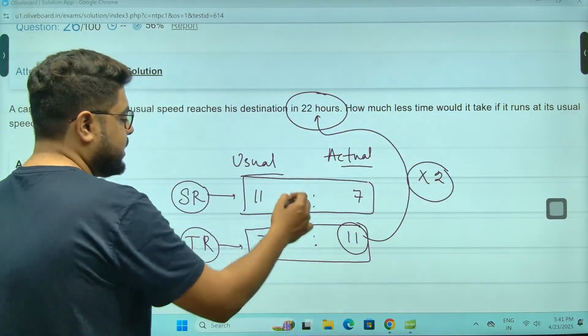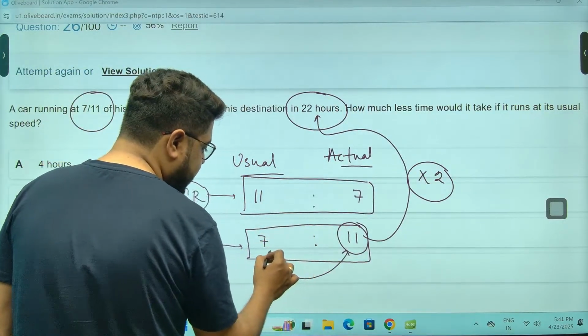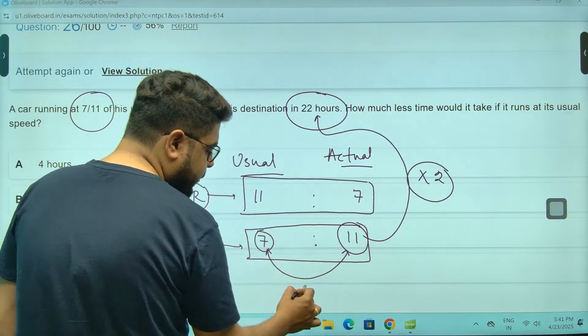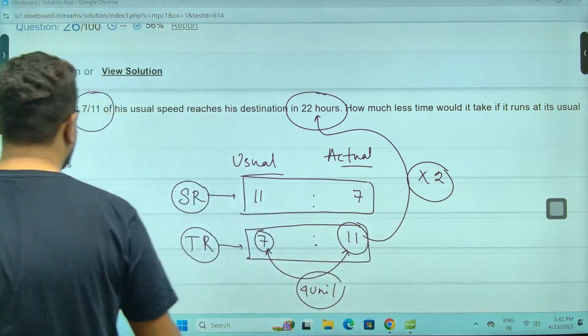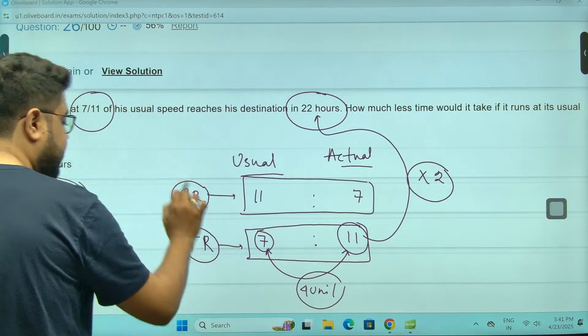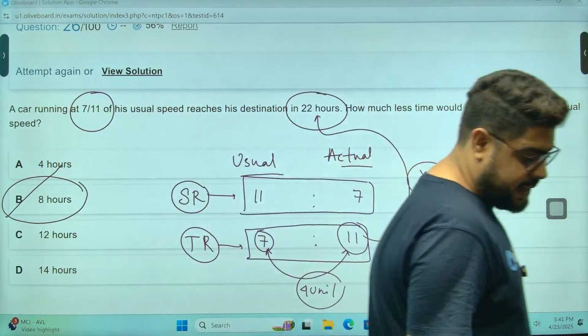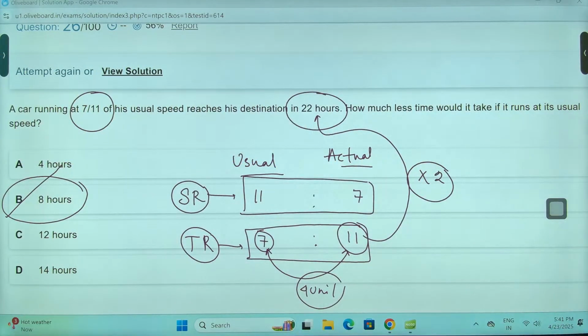If the less time will be 4 units, sir, meaning 4 units it will take less. Every unit is 2. 4 into 2, 8 hours it will take less. B is the answer, sir. B is your correct answer. Done, sir.